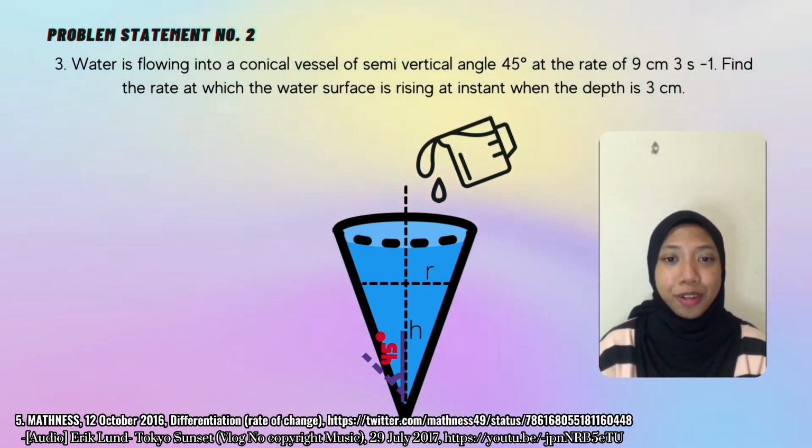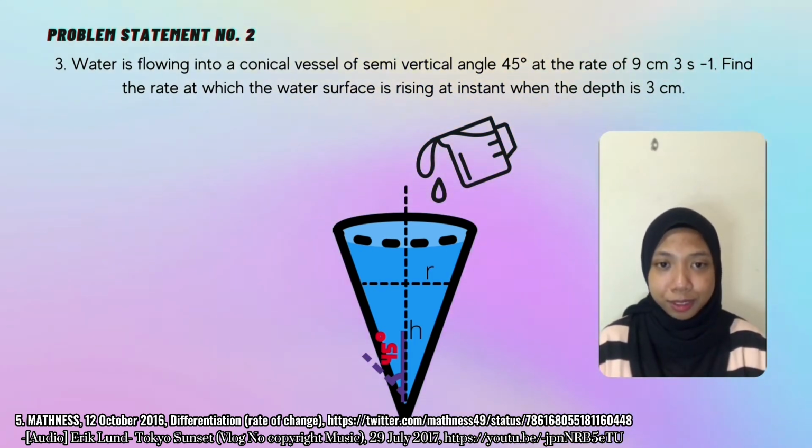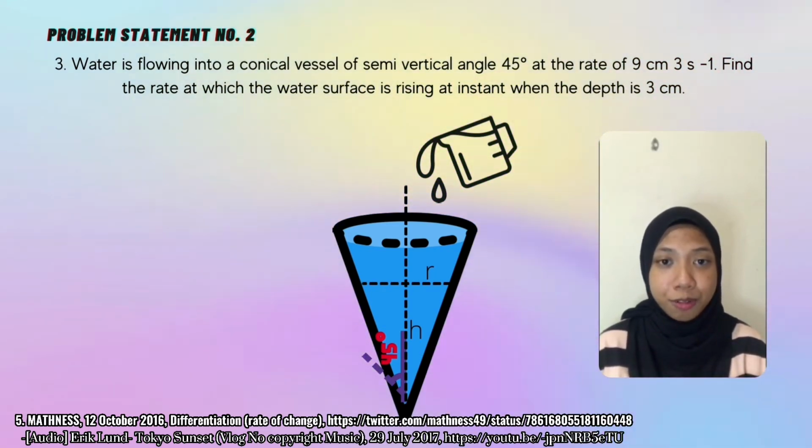Find the rate at which the water surface is rising at the instant when the depth is 3 cm. So why do we choose this kind of question? This is because this problem statement relates to current issues that happen in real life.